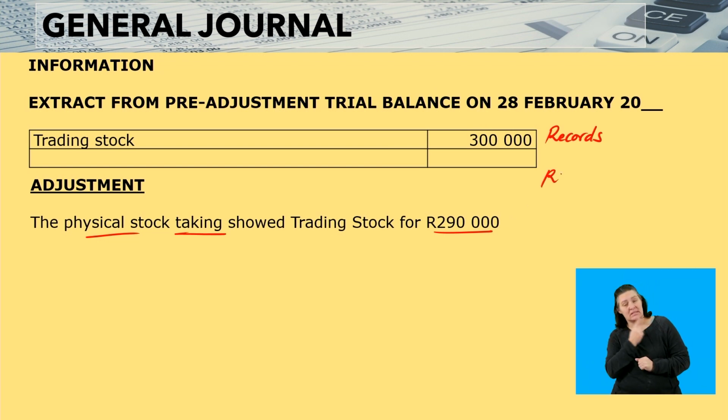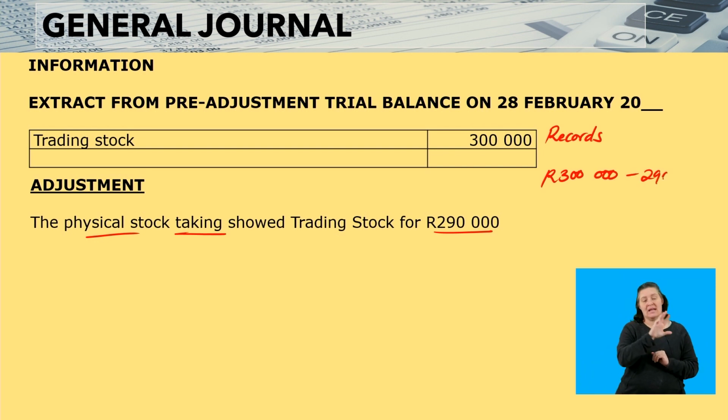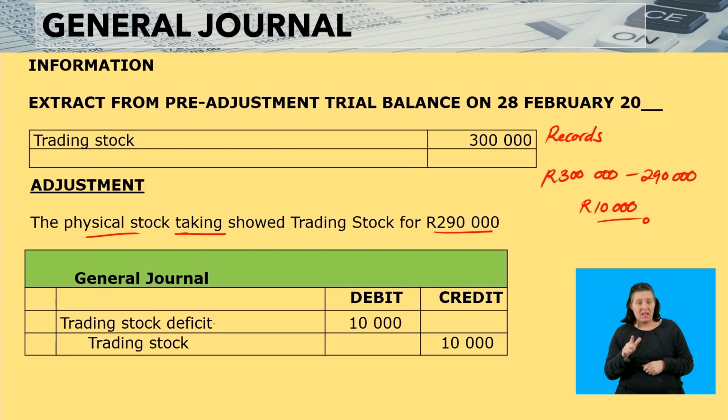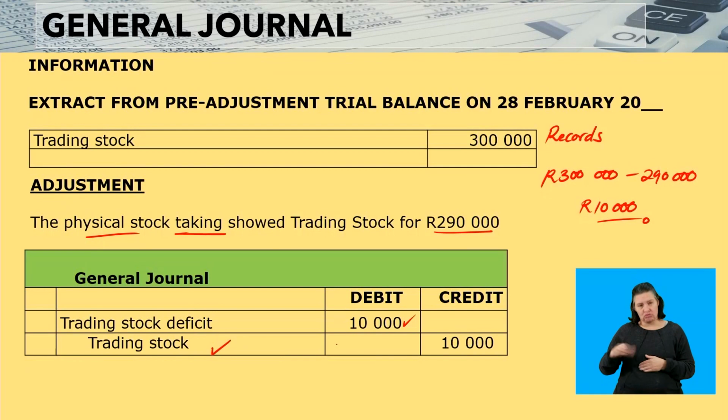So we say 300,000 minus 290,000. This will give us 10,000. What it means is that we're having a trading stock deficit of 10,000. In the general journal, we therefore debit trading stock deficit with 10,000. You have to keep in mind that trading stock deficit becomes an expense to the business. So we debit trading stock deficit and then we credit trading stock.